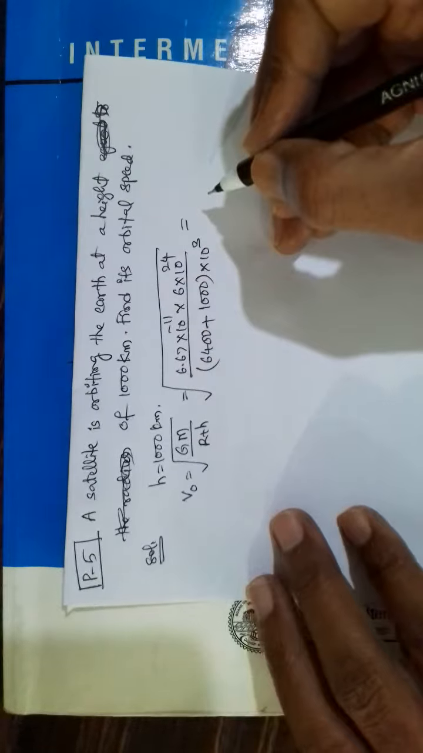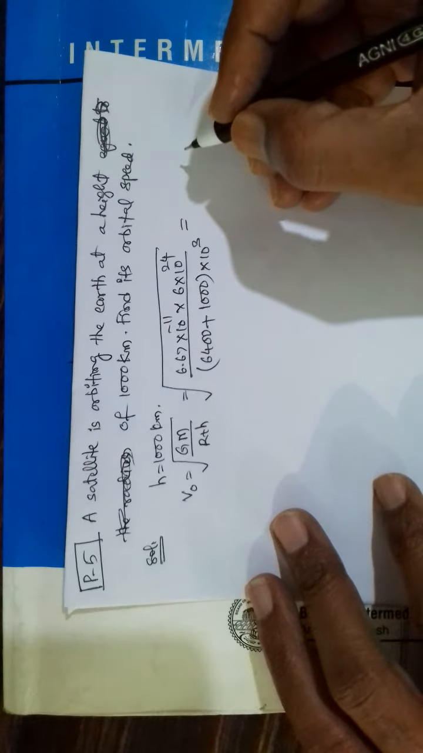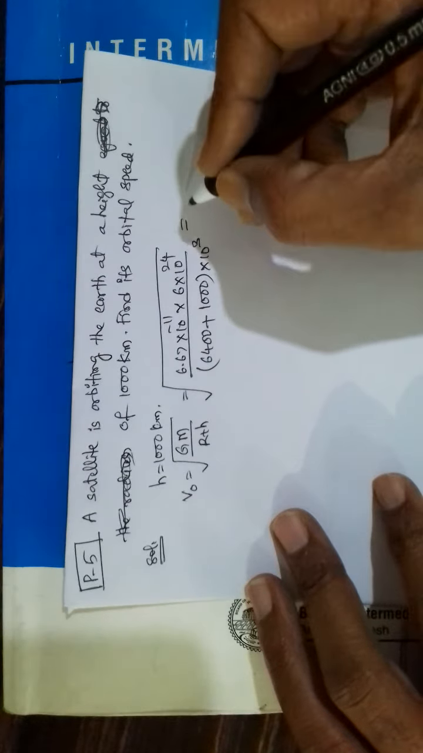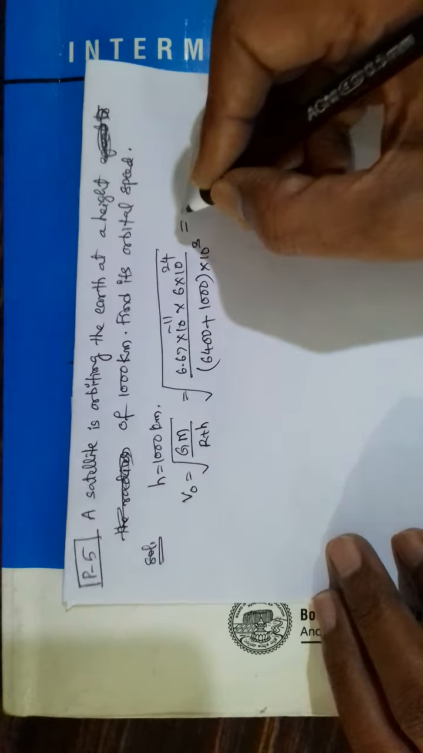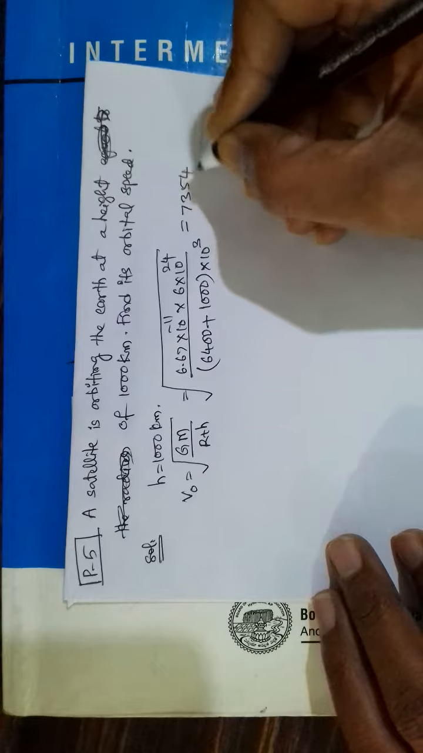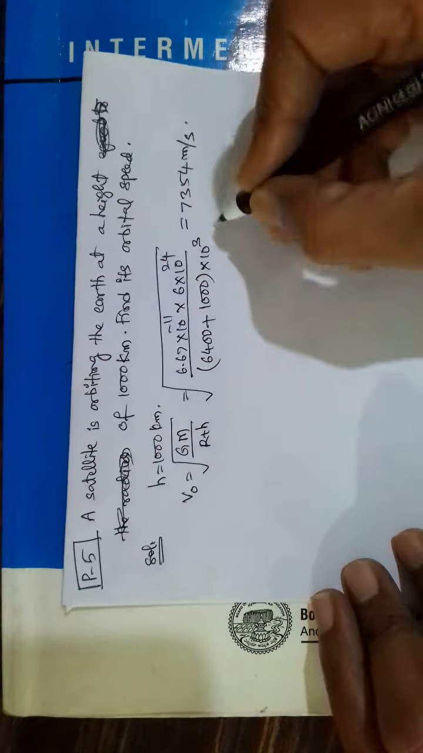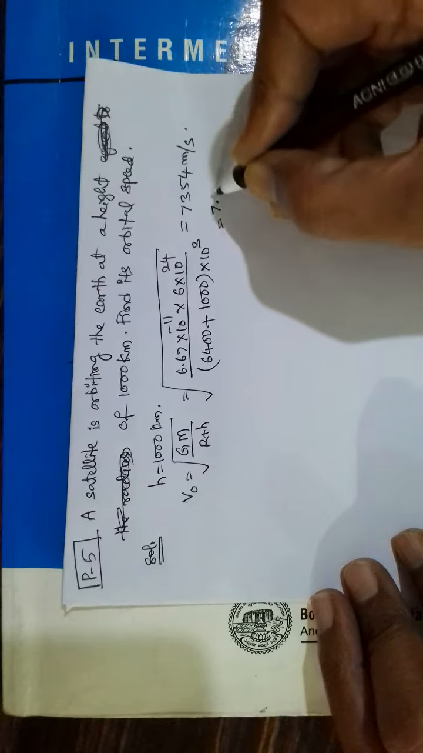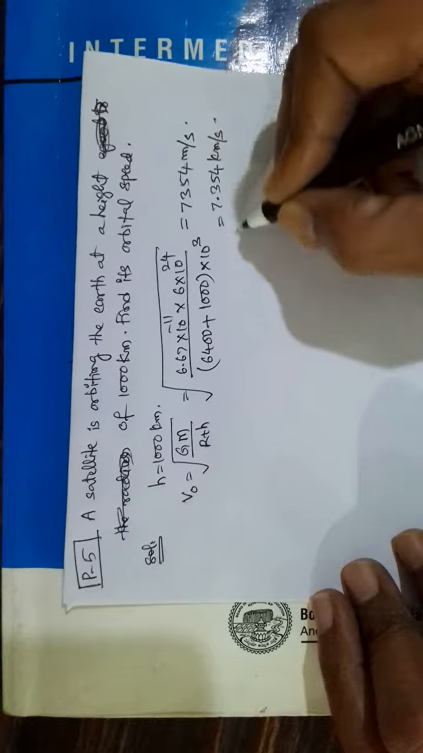So substituting these values, we get the answer 7354 meter per second, or 7.354 kilometer per second.